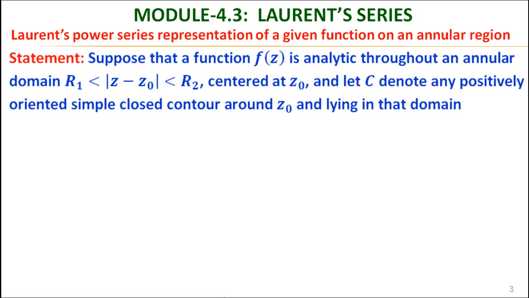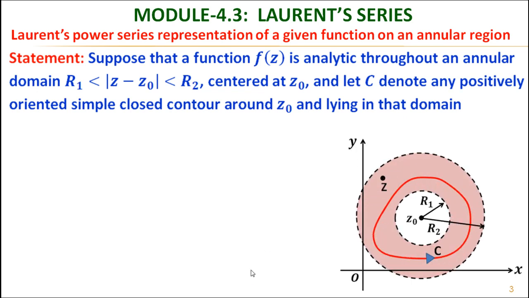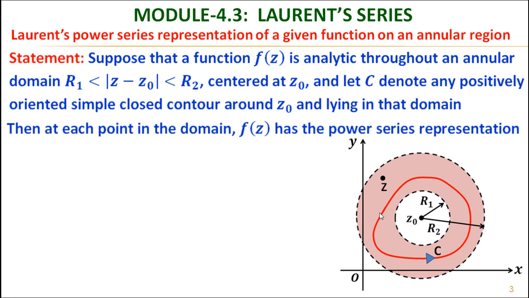Suppose that a function f of z is analytic throughout an annular domain, which is R1 less than mod of z minus z0 less than R2, centered at z0, and let C denote any positively oriented simple closed contour about the point z0 and lying in the domain. Then, at each point in the domain, f of z has the power series representation as follows.